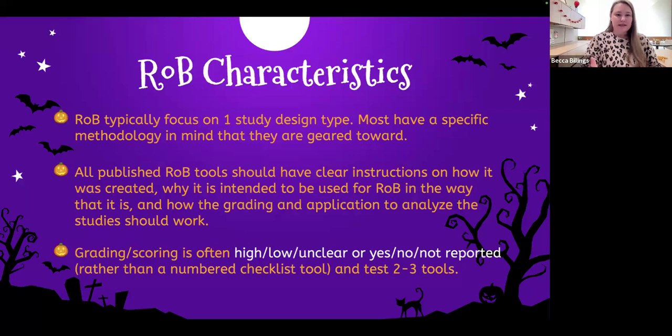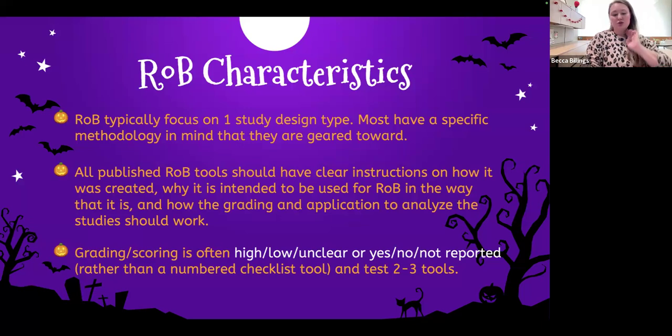Another facet is how they score. Your risk of bias tools are usually going to have high, low, or unclear on what has been reported about the bias, or a possible bias, in the method section. You might have yes, no, or unclear; high, low, unclear; or 0, 1, 2, as far as not reported, low possibility of bias, high possibility of bias, or clear evidence of bias.